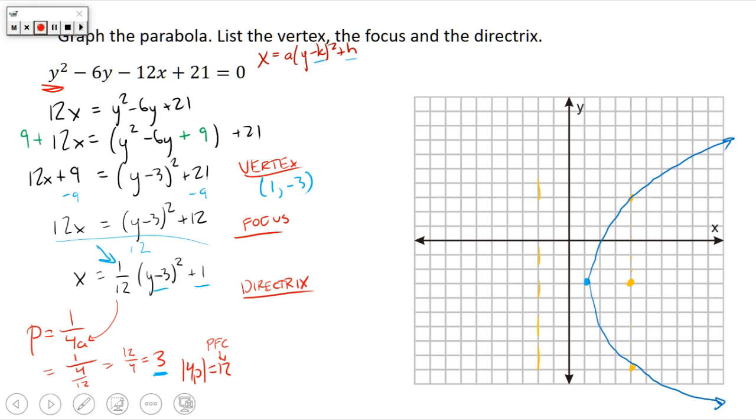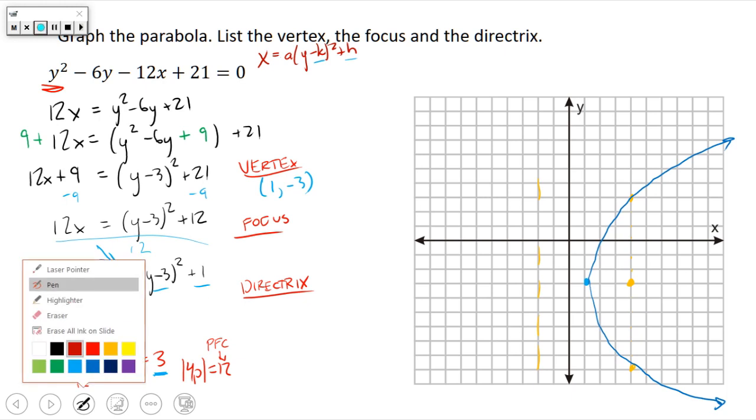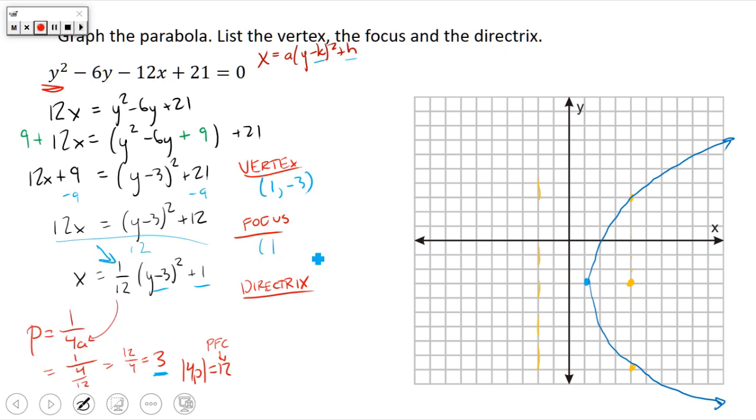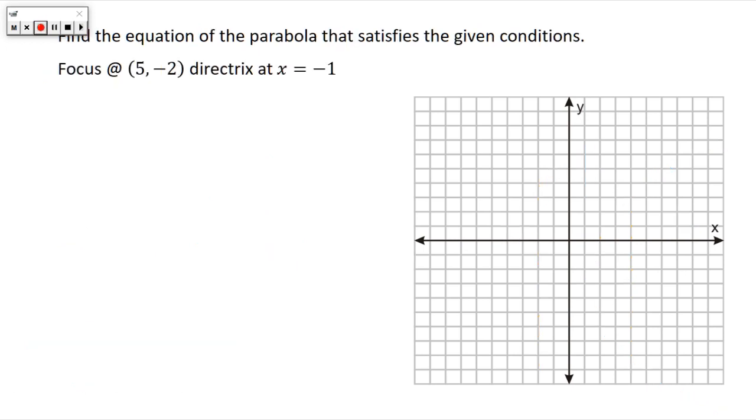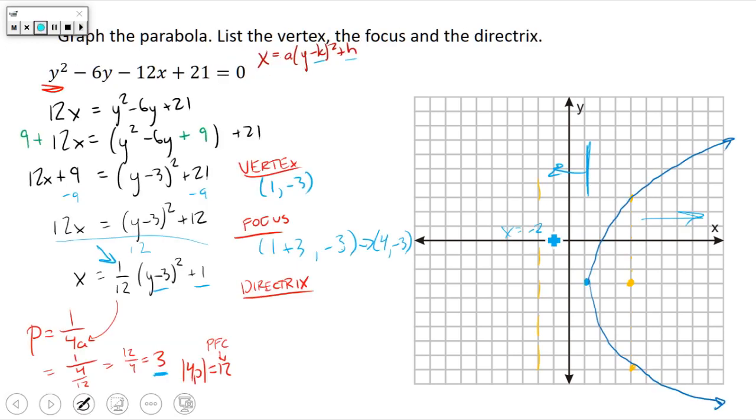Okay, and I want to know the coordinates of the focus and the directrix. So the focus coordinates are going to be the coordinates of the vertex, but I am going to add 3 to the x coordinate because it's moving this direction. So that means that the coordinates of the focus would be (4, -3). The directrix line is 3 from this x value, 3 this way, and it's going to be x equals something. That something is -2. So x = -2.